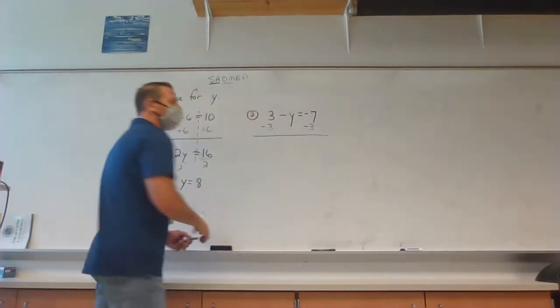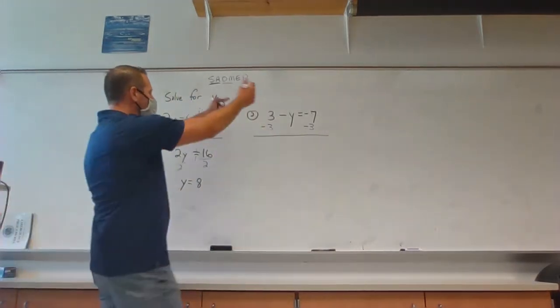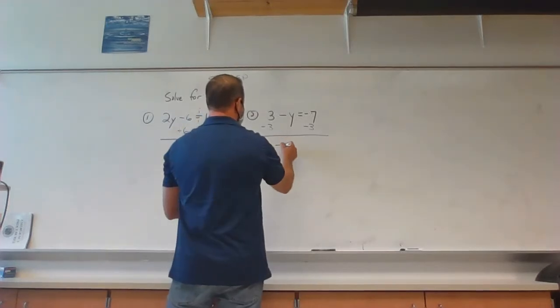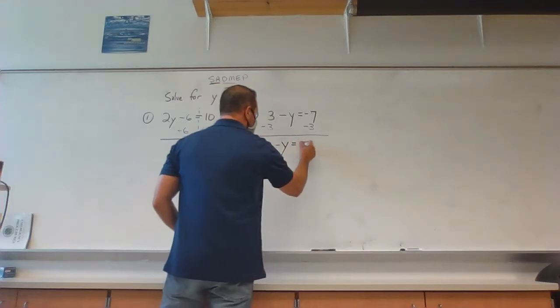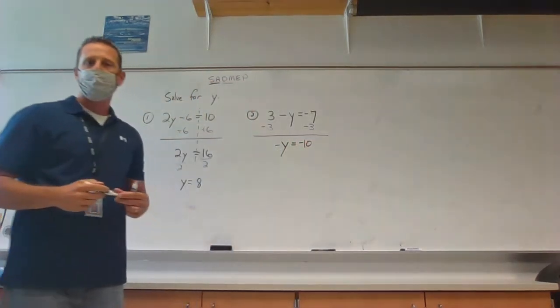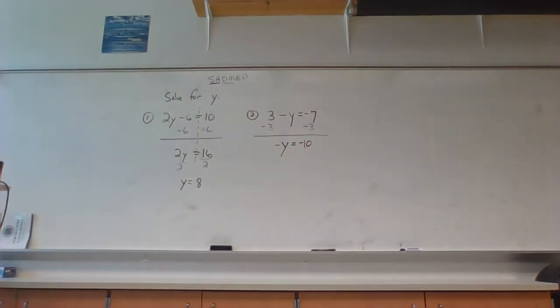All right, so we're going to subtract 3 from both sides. Now we're left with the negative y. Don't forget the negative sign. We still have that negative sign there. And on the right, we've got a negative 10. Are we done? That's the answer?